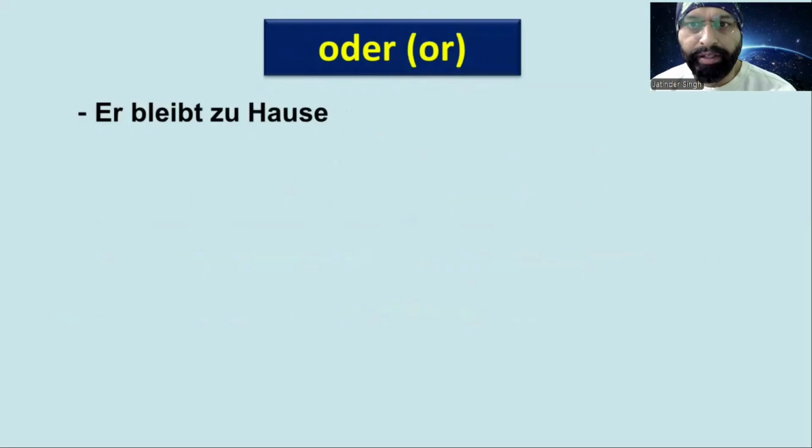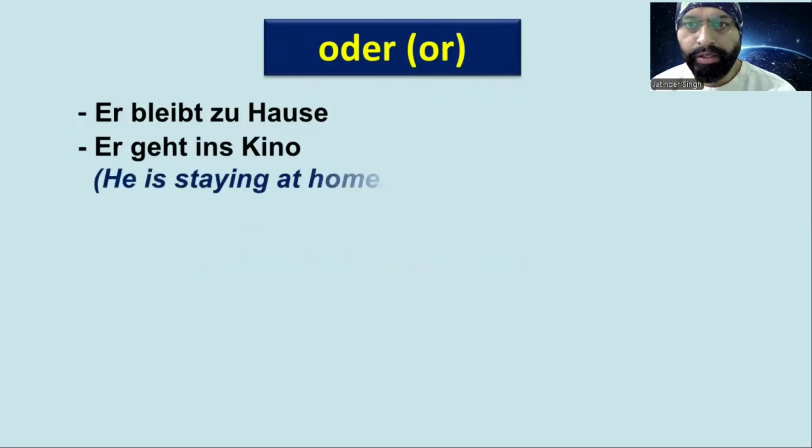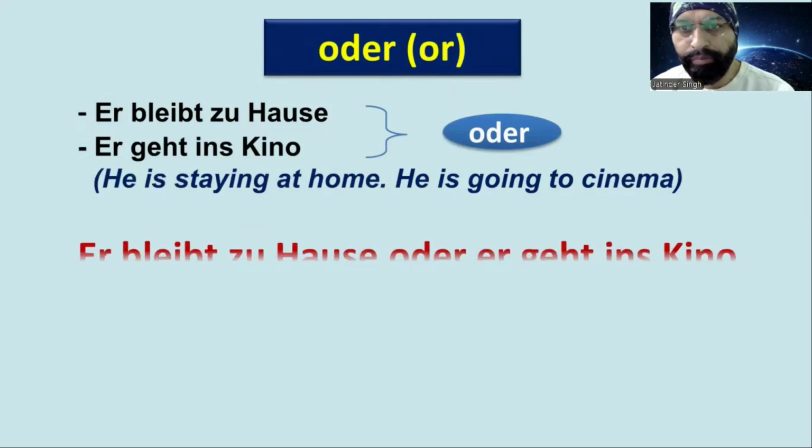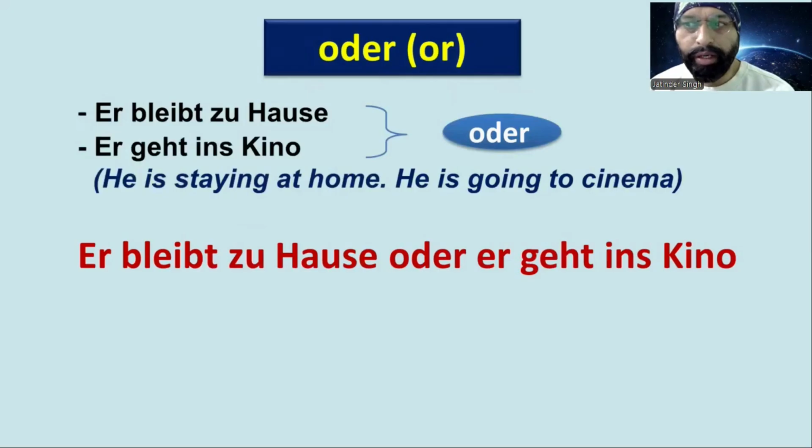For example, I have written here, bleibt zu Hause. And the second sentence, geht ins Kino. The meaning of these sentences is, he is staying at home, he is going to the cinema. Now I explain how to construct a sentence with the conjunction oder: bleibt zu Hause oder geht ins Kino. I have used both sentences, but in between I have used the conjunction oder.